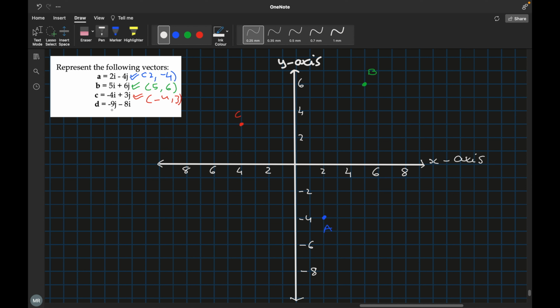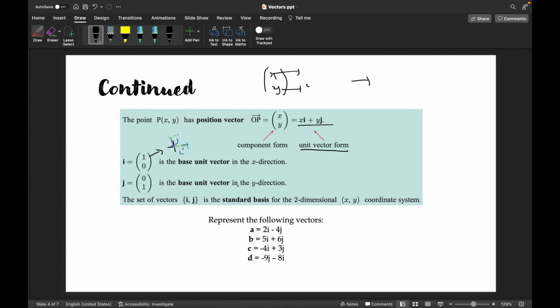Now let's do the last one. Okay, look at this. This is j, right? So it's going to be, wait, let me use a different color. Purple. Okay. This is going to be minus 8 comma minus 9. This is because this is i and it's going to have the x coordinate, and this is y, so it's minus 9. It's minus 8, minus 9. It's going to be somewhere here. This is D. So this is how you represent vectors. I hope it was simple. It's just like plotting the x and y coordinates.